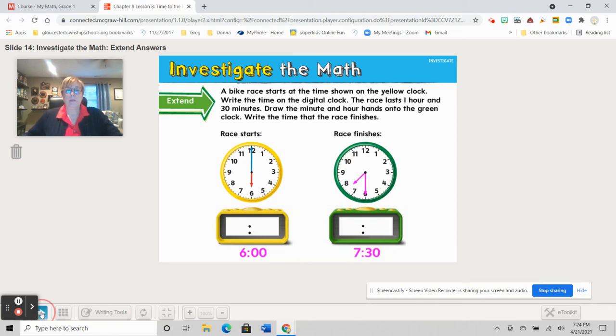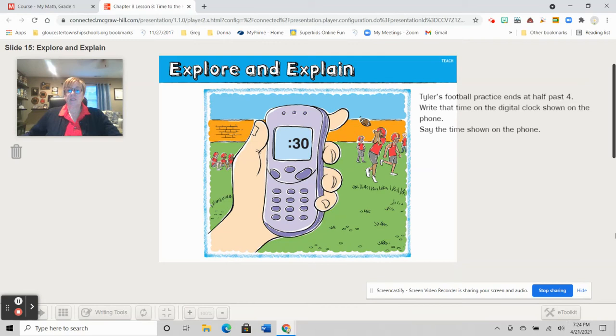Okay, so boys and girls, I'd like you to turn to page 607, and I will read this to you, and then we can discuss what we're going to do with this. Tyler's football practice ends at 4:30. Write that time on the digital clock shown on the phone.